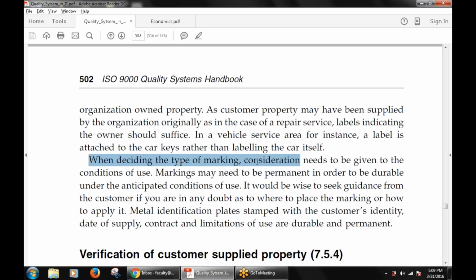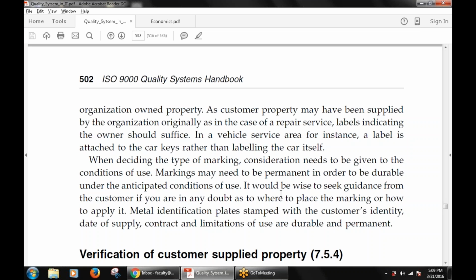When deciding the type of marking, consideration needs to be given to the conditions of use. Marking may need to be permanent in order to be durable under the anticipated conditions of use. It would be wise to seek guidance from the customer if you are in doubt as to where to place the marking or how to apply it.